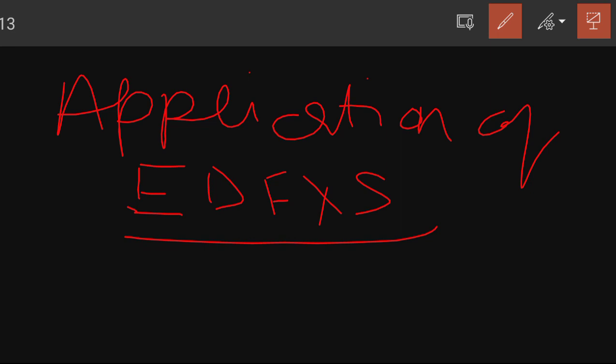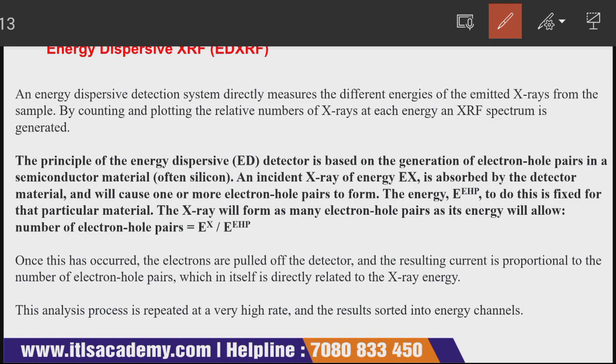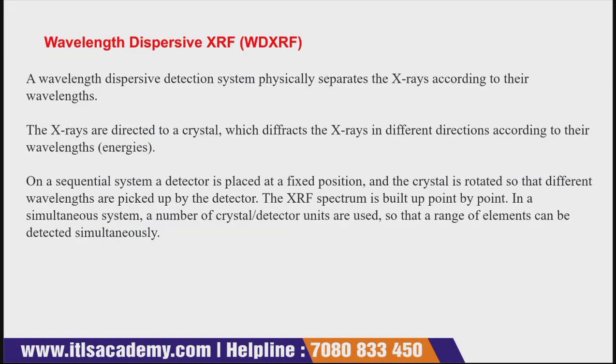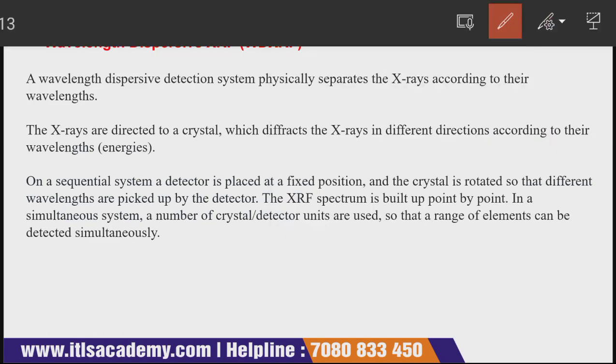Now let's move to the second methodology, that is wavelength dispersion spectroscopy. The wavelength dispersion detection system physically separates the X-rays according to their wavelength. So the basic principle behind this methodology is to separate the X-rays according to their wavelength. This should be an important point.